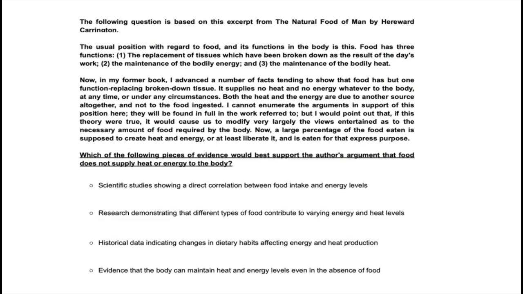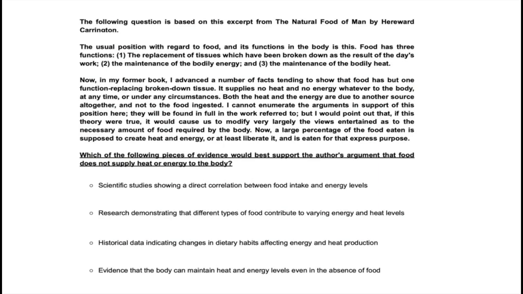Now, in my former book, I advanced a number of facts tending to show that food has but one function, replacing broken down tissue. It supplies no heat and no energy whatever to the body, at any time or under any circumstances. Both the heat and the energy are due to another source altogether, and not to the food ingested. I cannot enumerate the arguments in support of this position here. They will be found in full in the work referred to.